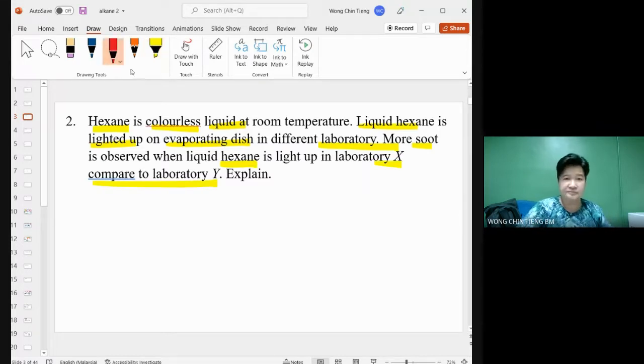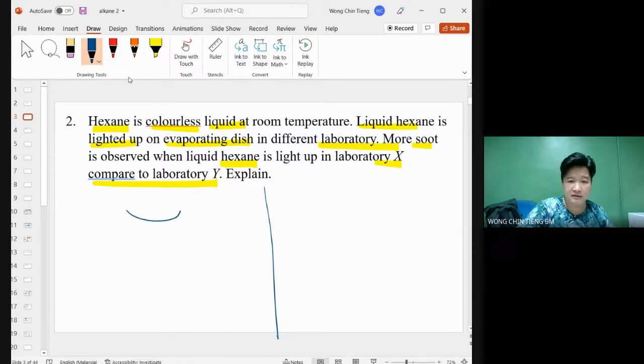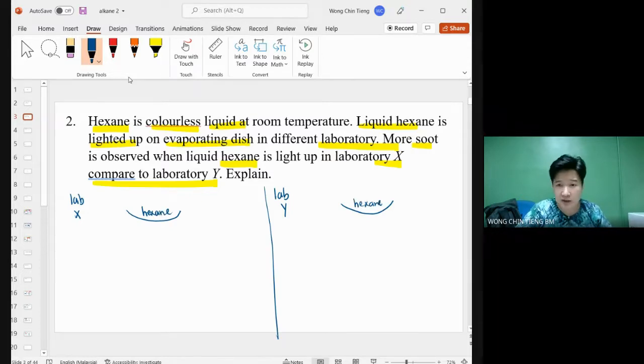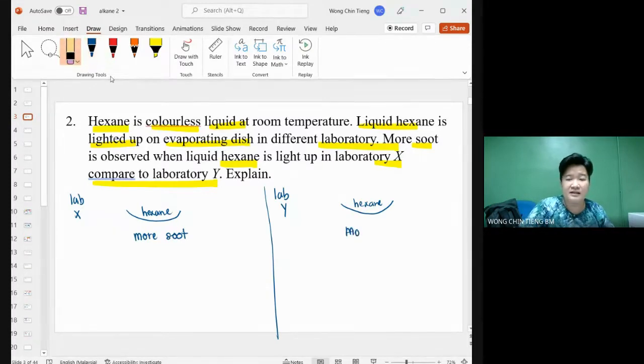Okay. Saya ada 2 bilik. 1 bilik X, lab X. 1 bilik lab Y. Dua-dua orang ada hexane. The compound is the same. Okay. But more soot is in X. But when I burn it up, I realize that I produce more soot in the lab X and I produce less soot in the lab Y. By the way, do you know what is soot?